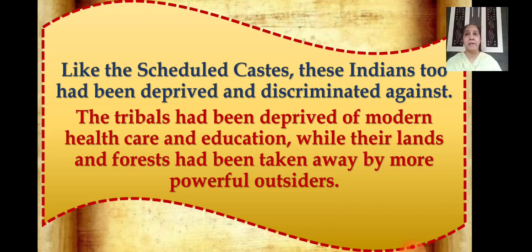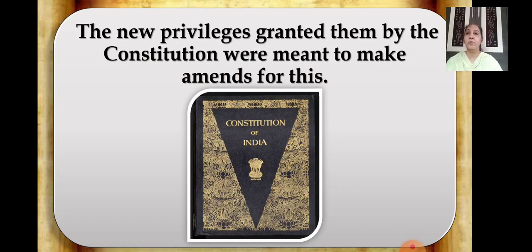The tribals had been deprived of modern healthcare and education, while their lands and forests had been taken away by more powerful outsiders. I hope you all remember this very well, how the lands of the Adivasis were taken away by the contractors, right? The new privileges granted to them by the constitution were meant to make amends for this. The new points included in the constitution will grant reservations as well as jobs to the scheduled castes as well as the scheduled tribes.